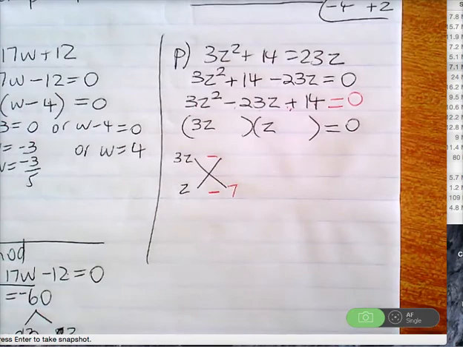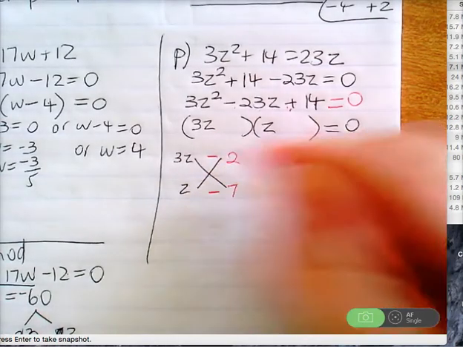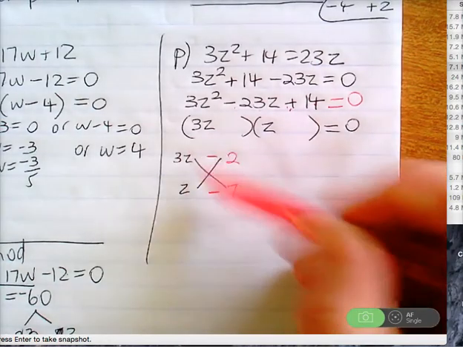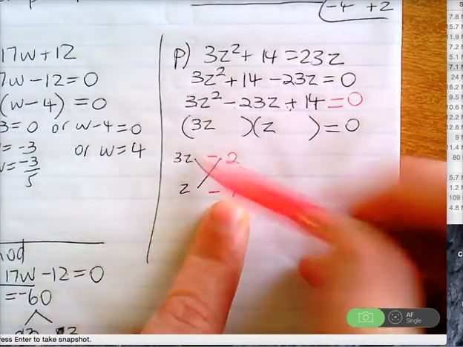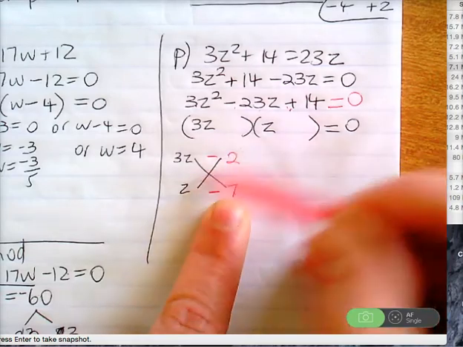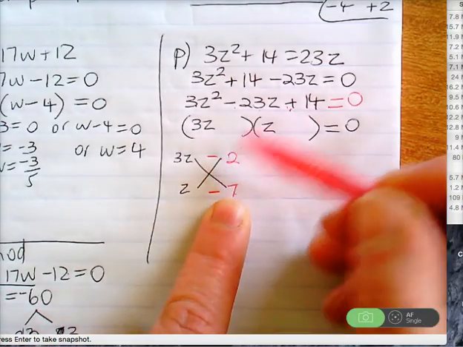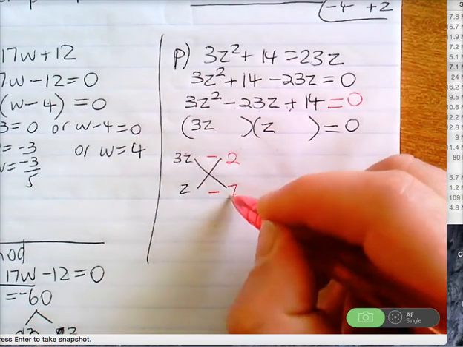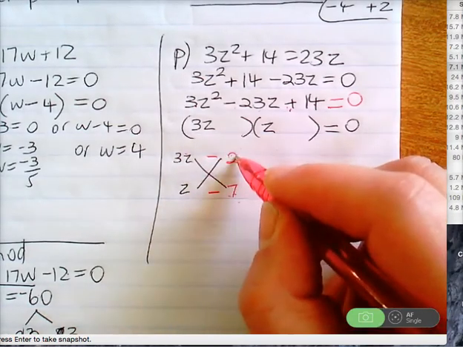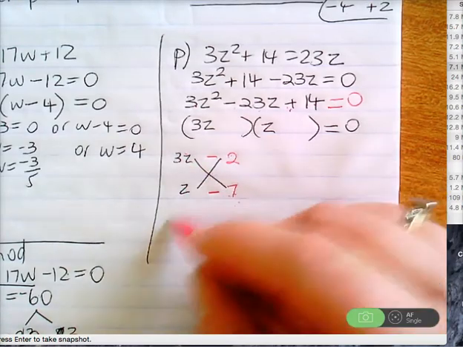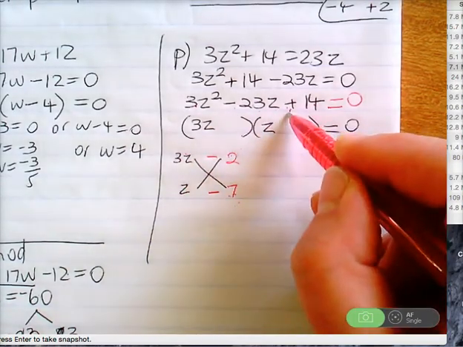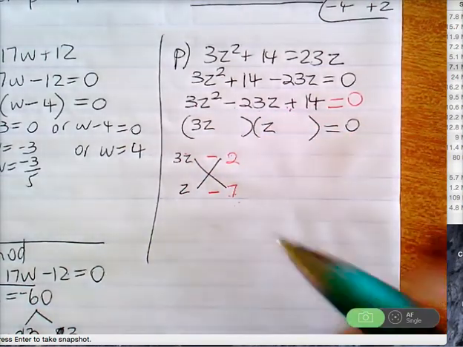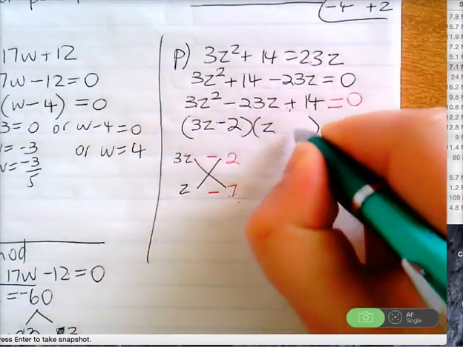Now you've got two choices, 2 and 7 or 14 and 1. I'm going to go 7 and 2. Because before you even do it, if you put the 2 here, you'll get 6z, and if you put the 7 there, you'll get 7z. That's not going to give you 23. But if you put the 7 here, you get minus 21z, and here you get 2z. 21 and 2 is 23. So that's 3z minus 2, z minus 7.